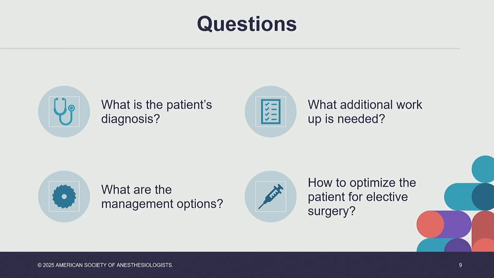So here are some of the questions which we'll try and answer during this presentation. So what's the patient's diagnosis? Our patient has type 1 pulmonary arterial hypertension, and we'll go through that.